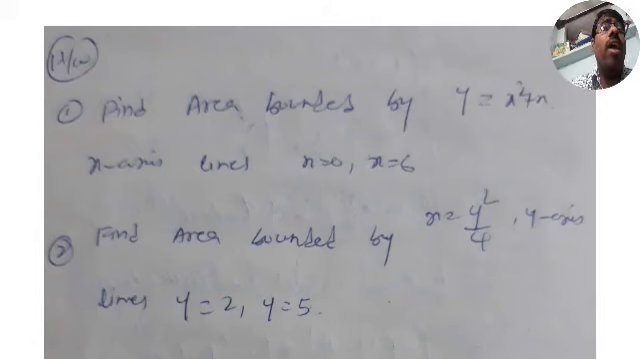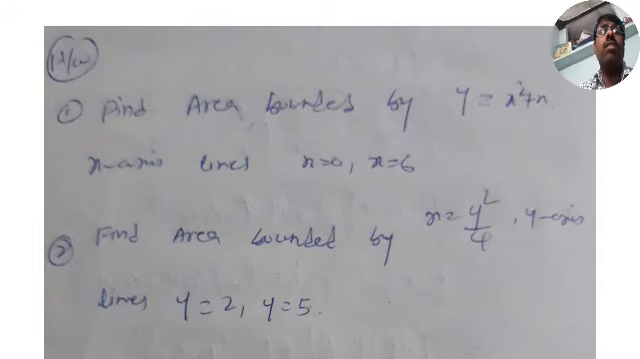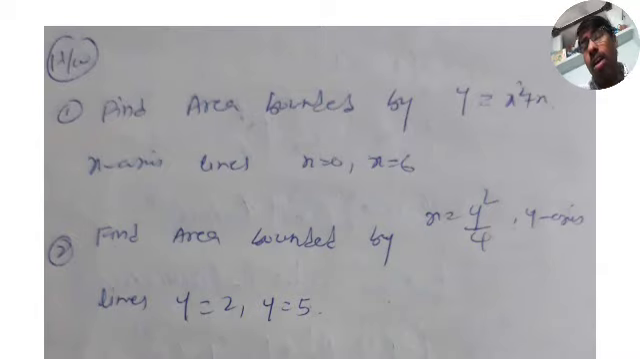Homework: find the area bounded by y equal to x² + x, the x-axis, lines x equal to 0 and x equal to 6. By seeing the problem itself, you can say it is integration a to b of f(x) dx. Find the area bounded by x equal to y²/4, the y-axis, lines y equal to 2 and y equal to 5. The y-axis is there, y lines are there, and x equal to f(y) curve. So you can say the area is integration c to d of f(y) dy.